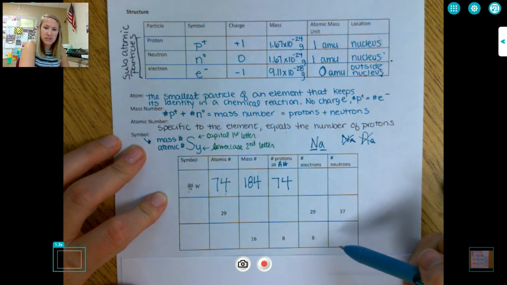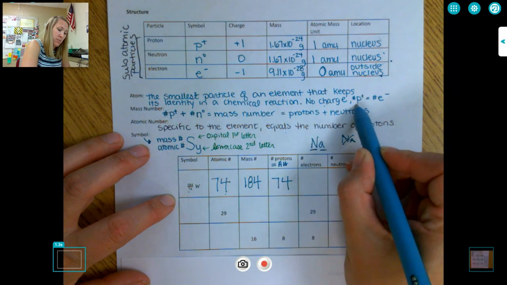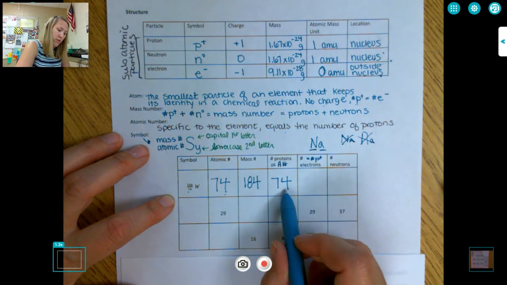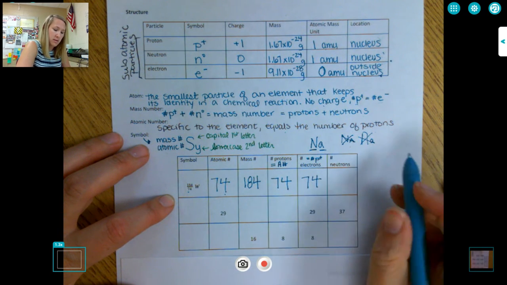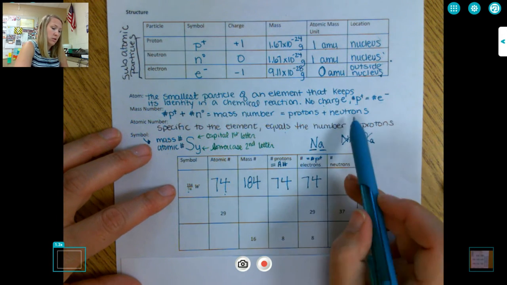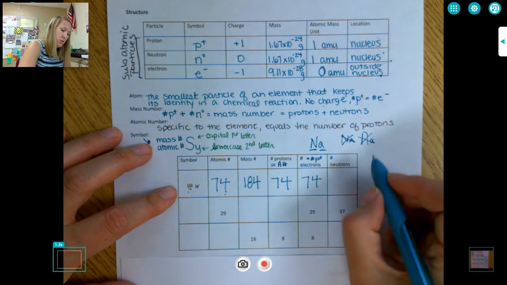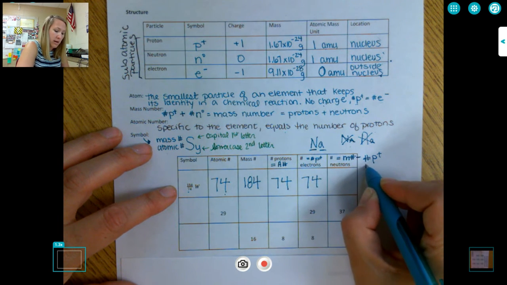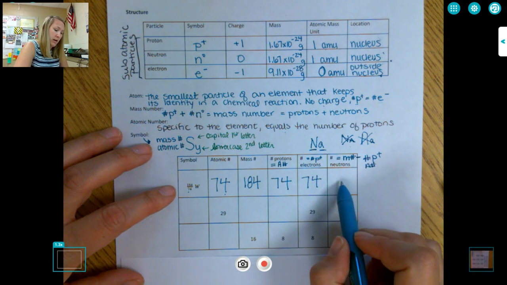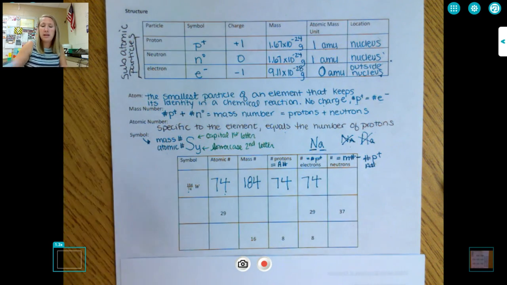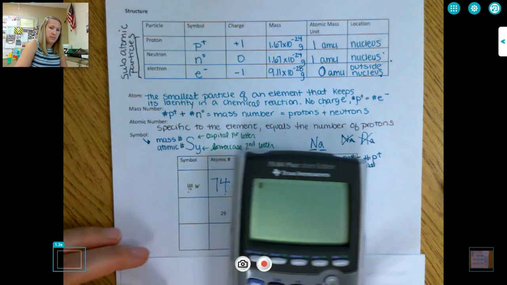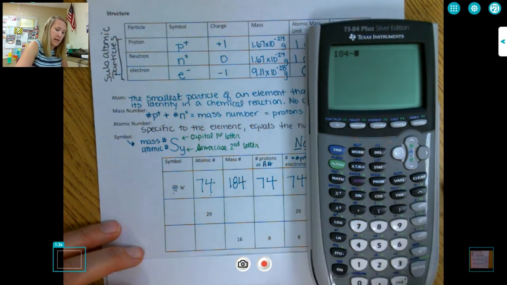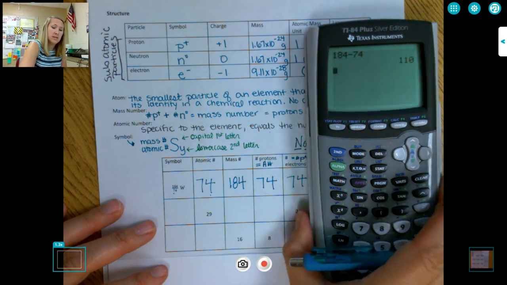We are only looking at atoms here, nothing else. And I know that atoms don't have a charge and their protons equals their electrons. So for this box here, my electrons are going to equal my number of protons. So if I have 74 protons, 74 electrons. And then neutrons can be kind of tricky to find out. I know that neutrons plus protons equal my mass number. So if I'm looking for my number of neutrons, neutrons are equal to my mass number minus my number of protons or the atomic number because they're the same. So here, if I have 74 protons and a mass number of 184, I'm going to plug that in my calculator so you can see. So if I have 184 as my mass number minus my number of protons, which is 74, I am told that I have 110 neutrons.